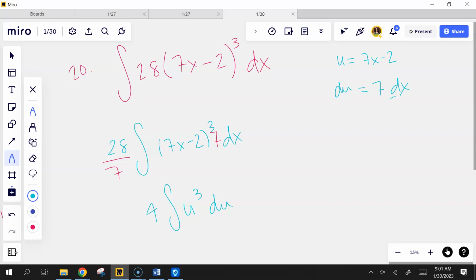A 3? You mean 4? No, a 7. A 3. Because if I make this u to the third, I need this to be du. To make that be du, it's missing a 7, because du is 7 dx. Yes, and then I'm countering it on the outside.